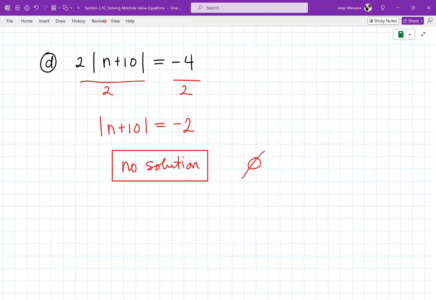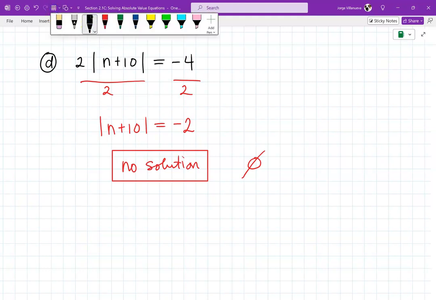Okay? So again, this one looked like it could be kind of difficult, but it wasn't terrible. Let me do one more for you guys, and then I'll give you guys an assignment. That way you can work on it.